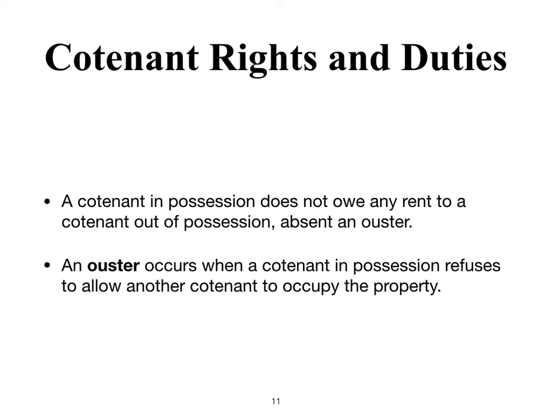So what that means is that if there's $1,000 that A makes from selling apples and A and B own the property 50% each, then A would owe B $500.